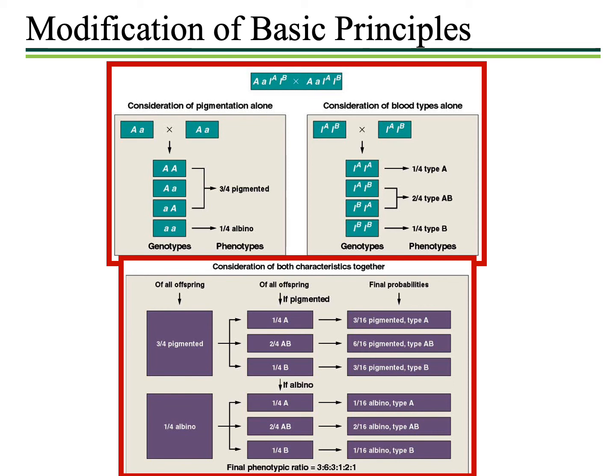But what if we wanted to know what the probability was of the offspring being albino and type B blood? Well, that's 1/4 albino times 1/4 type B, which also gives us 1/16 albino type B. So again, you can still use the forked line or branched method as long as you know the outcome of the modification that you're dealing with.